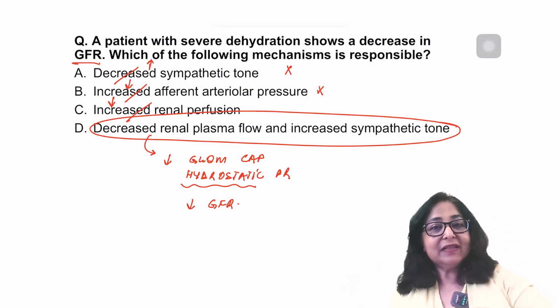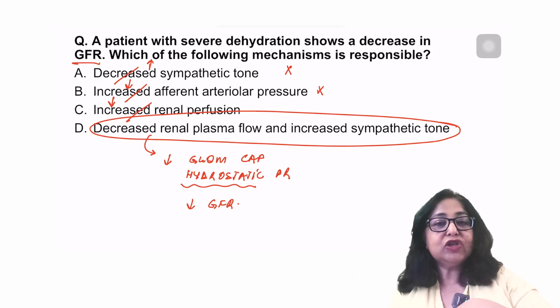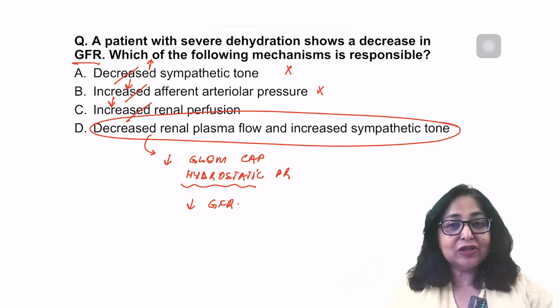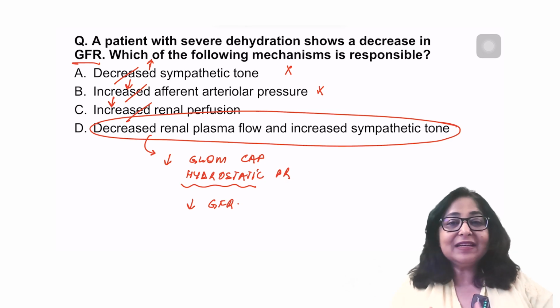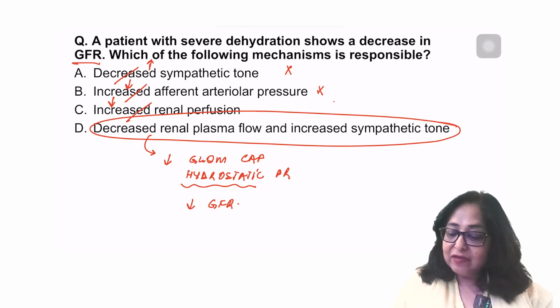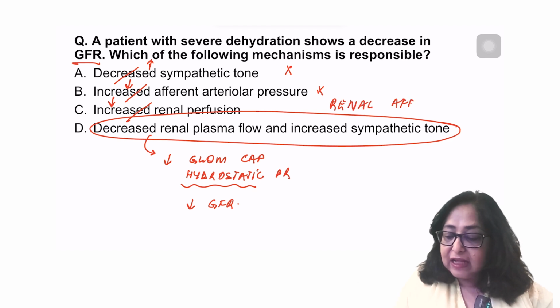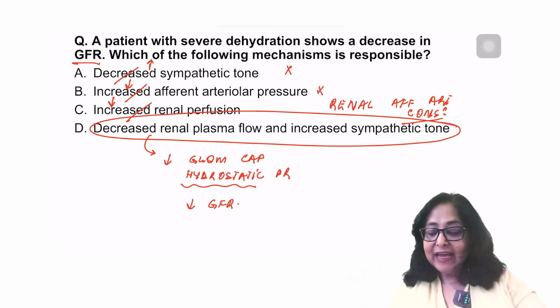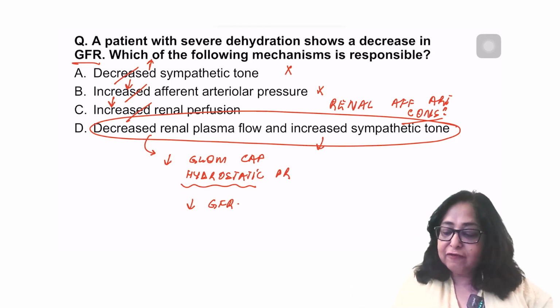What about the sympathetic tone? Because of dehydration and hypovolemia and hypotension, there is an increased sympathetic discharge. Now, increased sympathetic discharge causes a renal afferent arteriolar constriction. And if there is an afferent arteriolar constriction, it will decrease the flow into the glomerular capillaries. There is a decreased glomerular capillary flow.